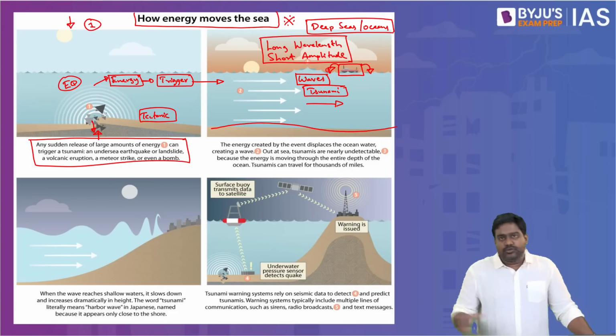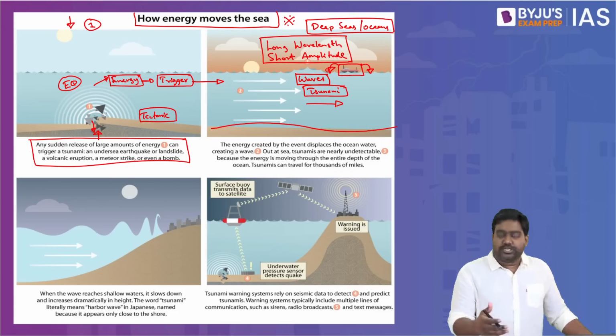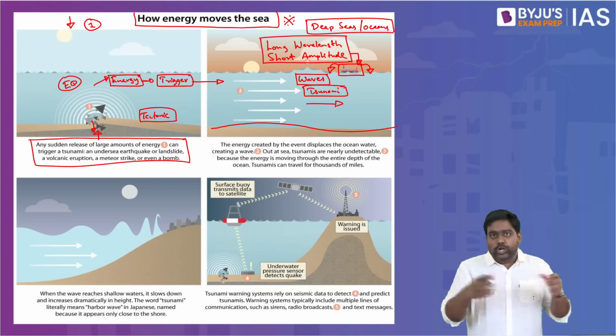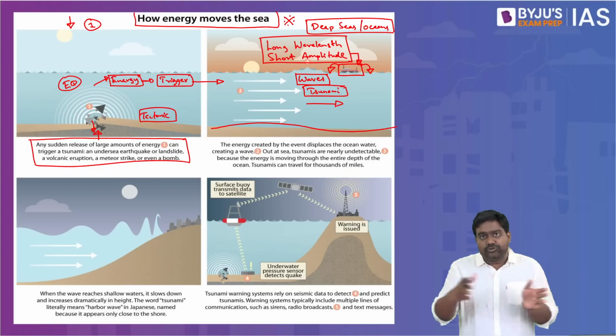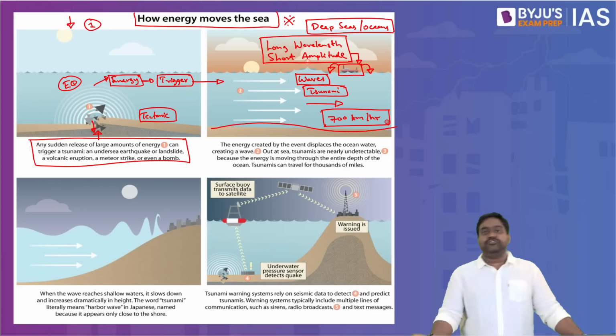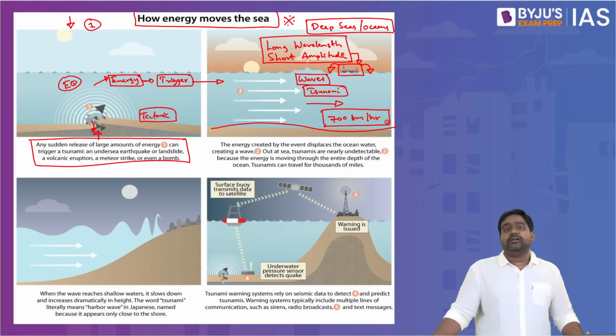Even if a massive tsunami wave is passing below, the ship will not experience any impact because of the short amplitude. The wave has not gained height. It simply has a long wavelength and it's traveling at a tremendous speed, almost 700 kilometers per hour. That is the speed at which tsunami waves can travel. It's almost as fast as a civilian commercial aircraft.